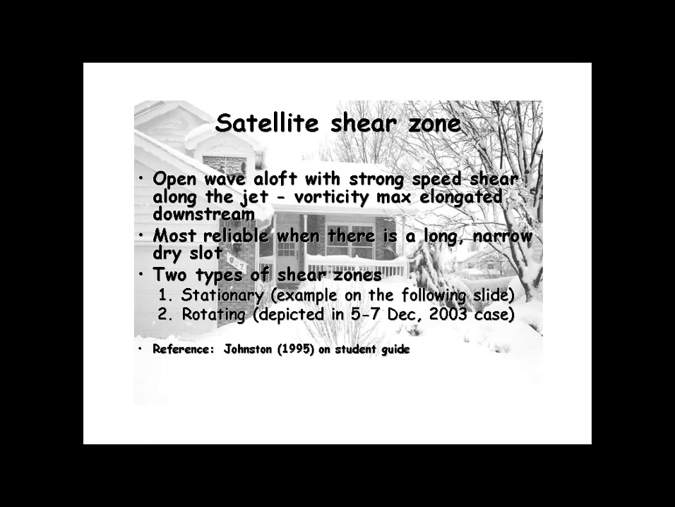Next topic is the satellite shear zone. We're referring to an open wave aloft with a strong speed shear along the jet and a vorticity maximum elongated downstream. This is most reliable when there's a long, narrow dry slot. There's two types of shear zones. The stationary one, which is stationary with respect to the trough axis, and the example is going to be shown next. There's also another type that rotates with the trough axis, and that'll be depicted in a case study we'll show later. If you want more information about this, there's a paper referenced on the student guide that you can look at for more information.